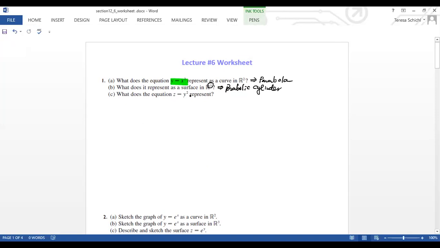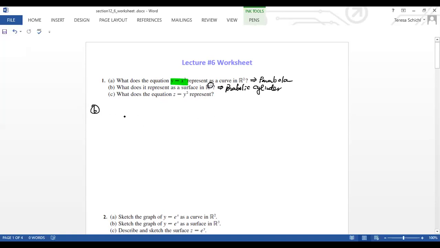And so the same thing here, z equals y squared is also going to have a parabolic cylinder here, right? It's just rotated, just has a different orientation here. So let's take a look. How do I sketch it? So let's take a look at part B, for y equals x squared here.